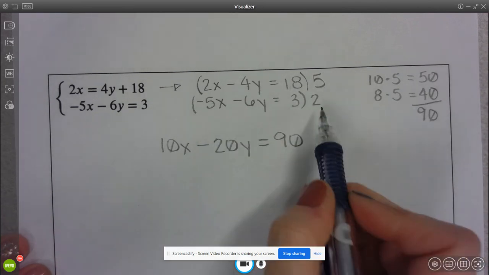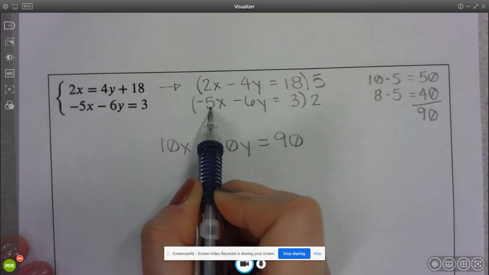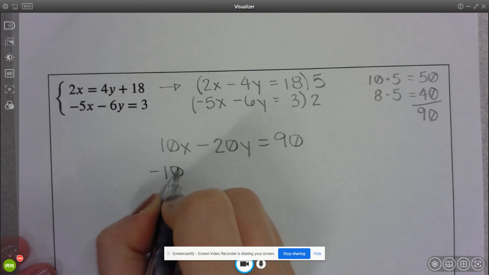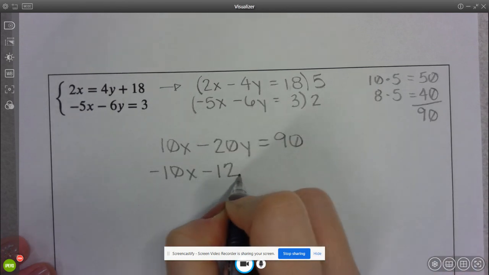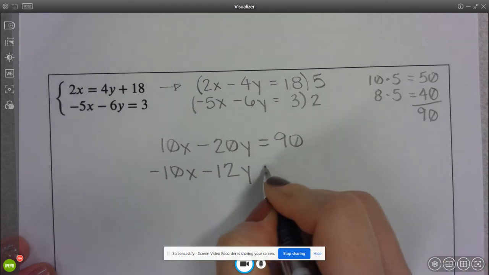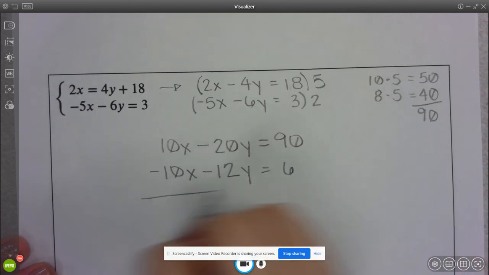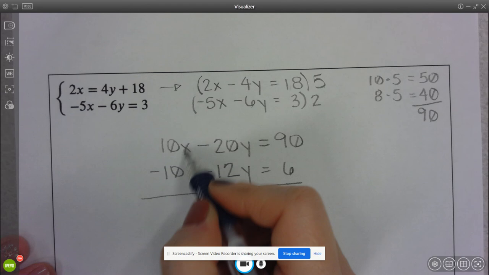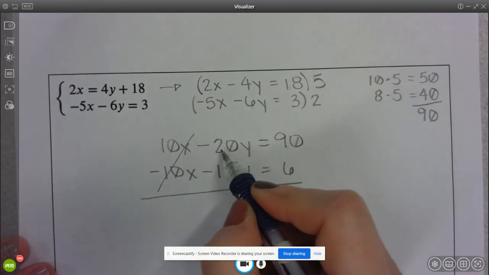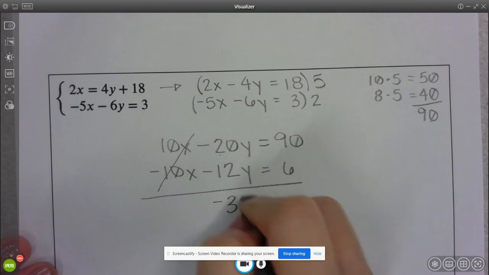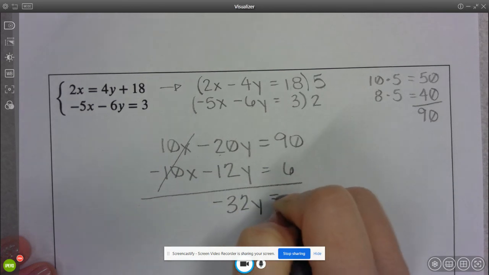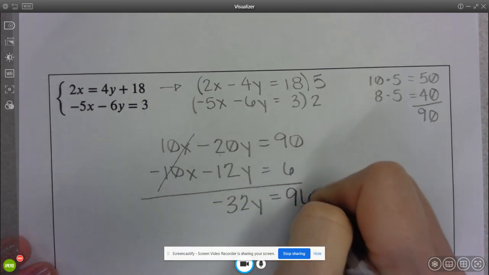Now the second one's getting multiplied by -2. So 2 times -5 is -10x. 2 times -6 is -12y. And 3 times 2 is 6. X's are 0. That's what we wanted. -12 and -20 make -32y. And that's 96.